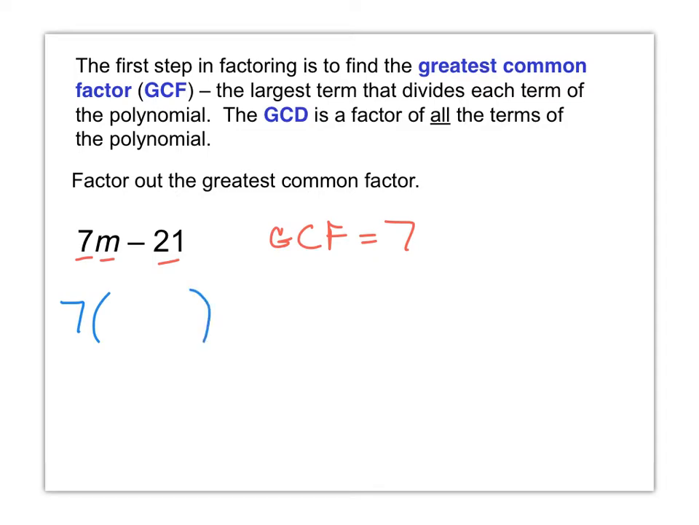So we're undoing that distributive property. We're undoing the multiplication by dividing out. When we are factoring out a 7 from the first term, we're dividing 7m by 7, and the result is m. When we're factoring out 7 from the second term, we're dividing 21 by 7 to get 3, and because that minus sign is there, we get a minus 3. So this is written in factored form, and the greatest common factor of 7m minus 21 is 7.